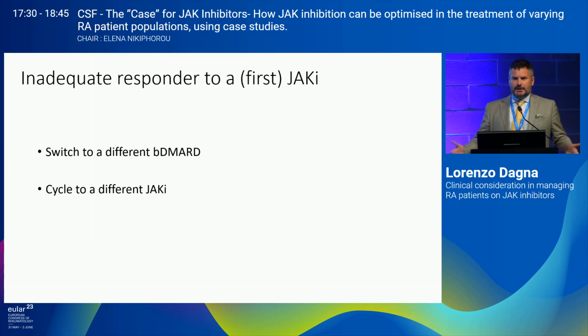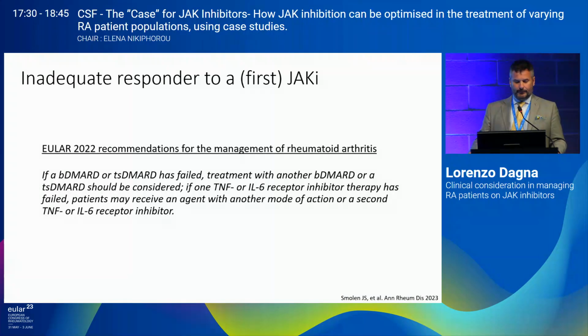So when a patient is not a responder to a first JAK inhibitor, we have two options. We can switch to a different biological drug, or we may cycle to a different JAK inhibitor. And if we stick again to the recommendation that EULAR last year suggested we follow, we know that when we fail a biological DMARD or a targeted synthetic DMARD, we could consider either a different mechanism of action or the same mechanism of action. Specifically, it is well said that if a patient has failed one TNF or one interleukin-6 receptor antagonist, they could be cycled to another drug with the same mechanism of action.